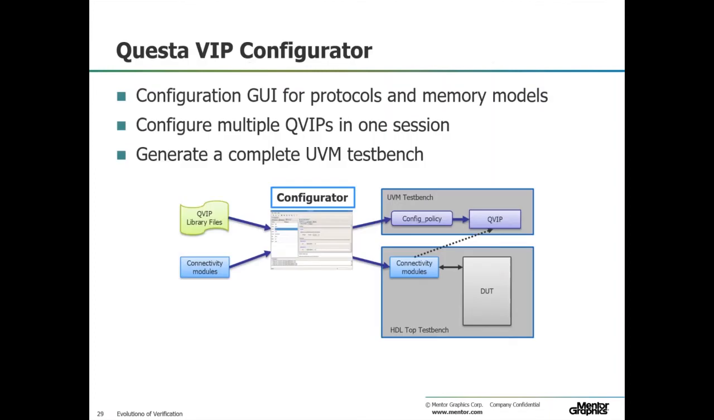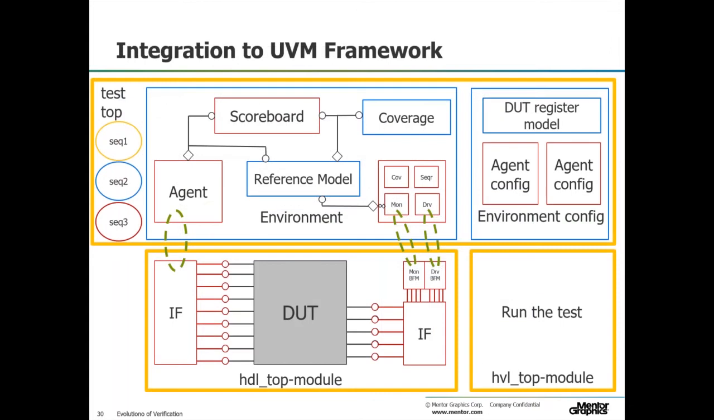The way you use this VIP is we have a VIP configurator. You go through and say, I want to do an AMBA bus, it has these parameters, I need to put down a memory bus, I need to put down different pieces. You configure each one of those with the configurator. That will output a configured version that acts like what you need it to. Then you can instantiate that in your UVM test bench.